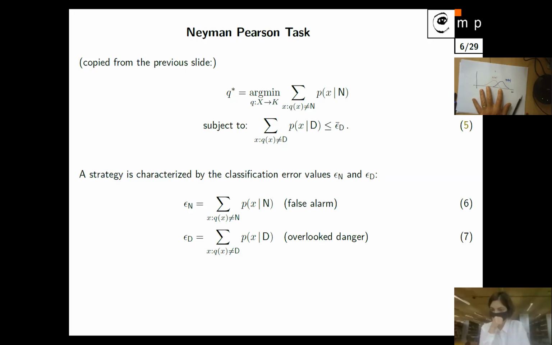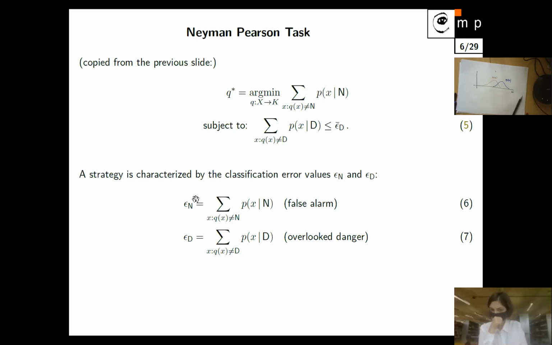Can we satisfy that? So does this constraint optimization solution have a solution for any choice of epsilon d? Yes, it does. Why? Because we can classify everything as the dangerous class. Exactly. So you will be shouting false alarms all the time, but you can always satisfy that.